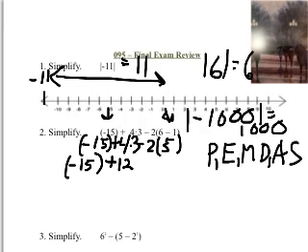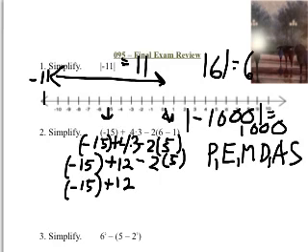12. Then we have 2 times 5. That's our next multiplication or division. So 2 times 5 is 10. So now we have negative 15 plus 12 minus 10. So now we have all addition and subtraction. Now you can consider them all as being positive or negative numbers, rather than minus 15 plus 12 minus 10. We could say it's a negative 15 plus positive 12 plus a negative 10.